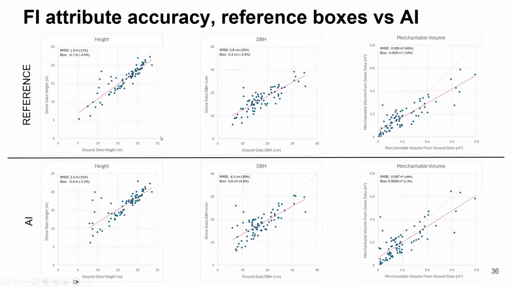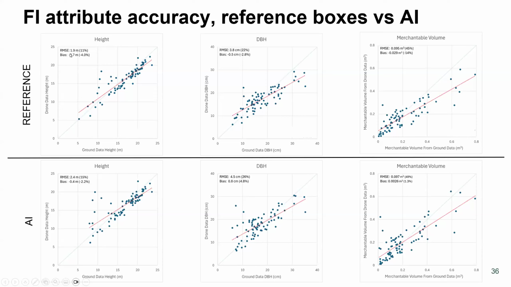These are the scatter plots for these 68 matched trees that are inside the ground plot that we established. On the top, you have the comparison between ground data and the drone data for the reference, for the interpreted reference boxes. And in the lower part, you have the same for the AI predicted boxes.